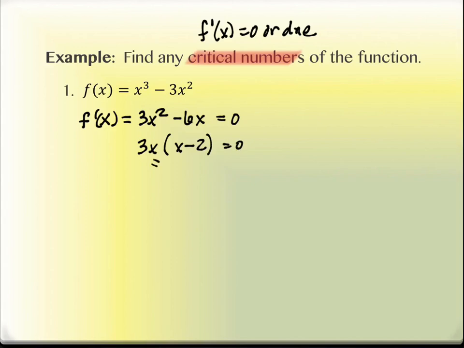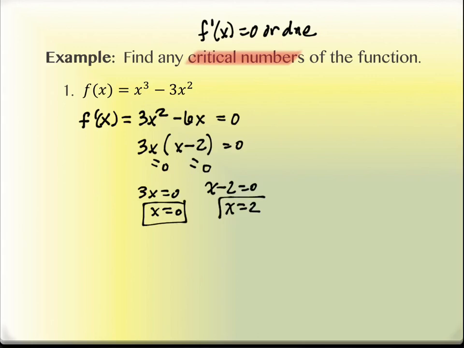Then you're going to set each part equal to 0. So 3x equals 0 means x is 0, and x minus 2 equals 0 means x is 2. And that's all this question asked you for: the critical numbers, the x value locations where I have derivatives of 0.